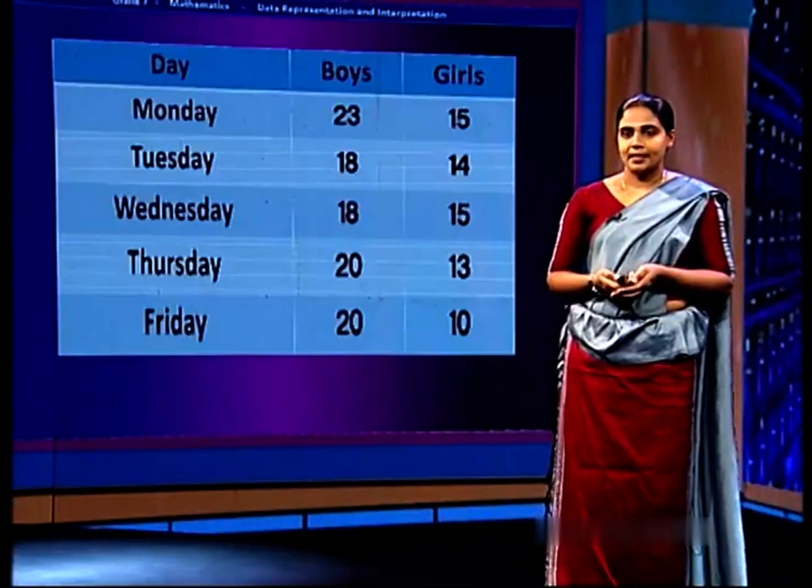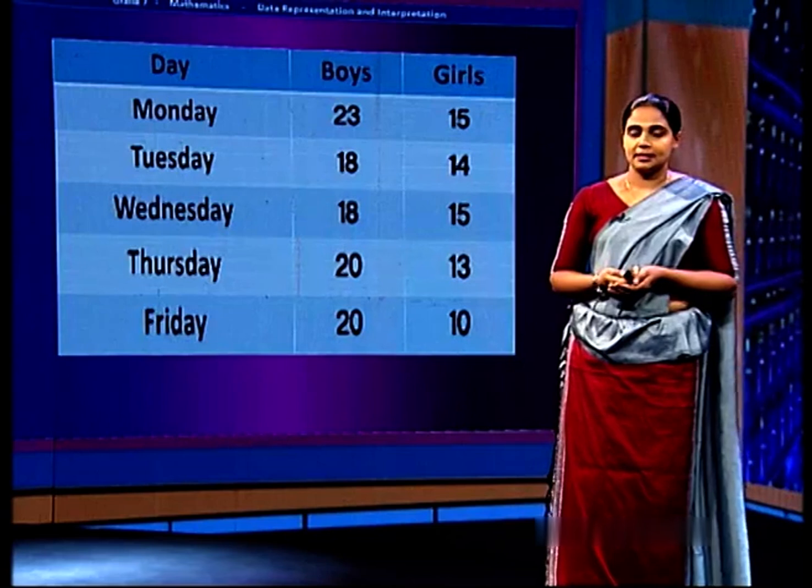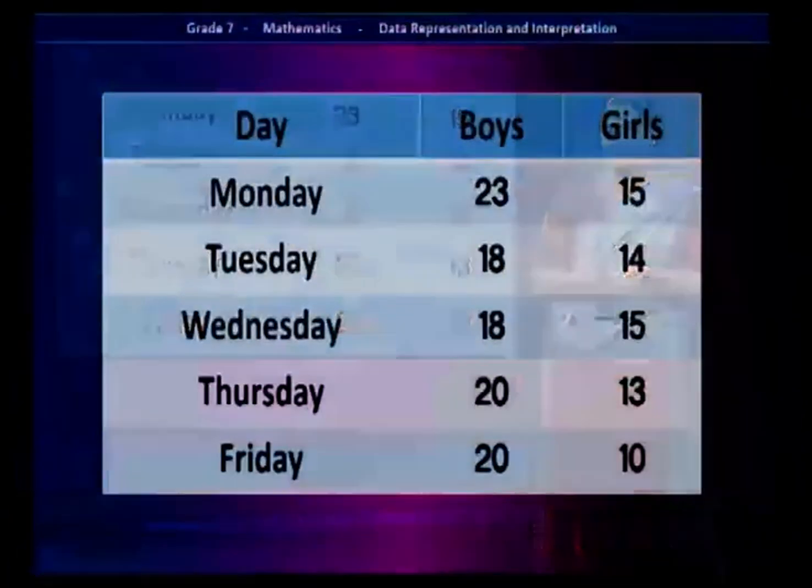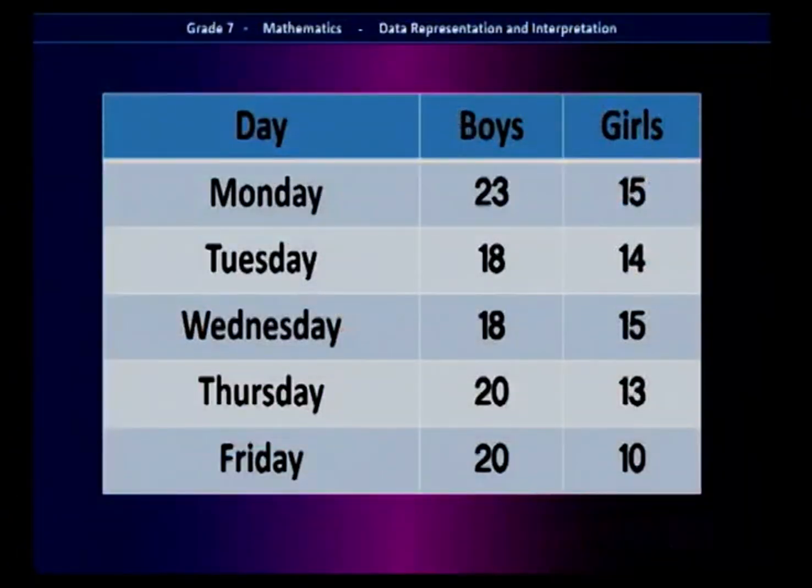Let's see. Then this is the information. On Monday it is 23 for boys, girls 15. Tuesday number of boys is 18, girls is 14. On Wednesday number of boys is 18, girls is 15. Thursday number of boys is 20 and girls is 13. On Friday boys is 20 and girls is 10.